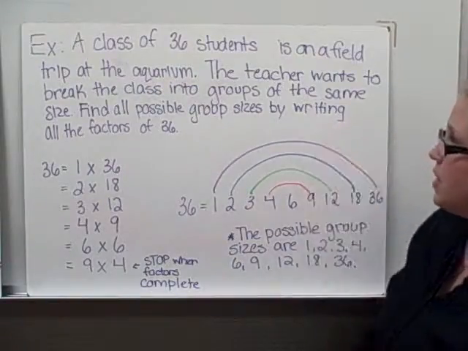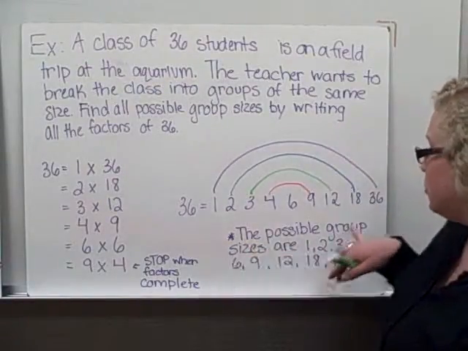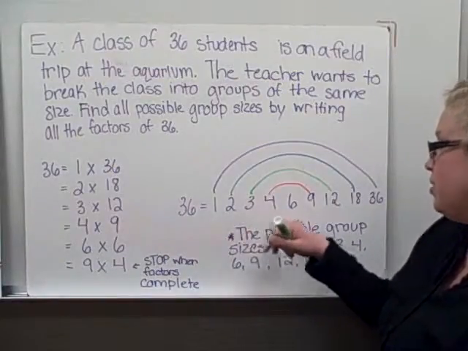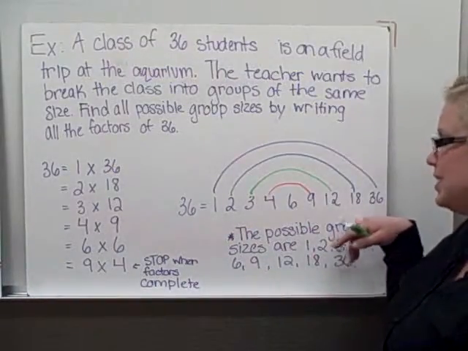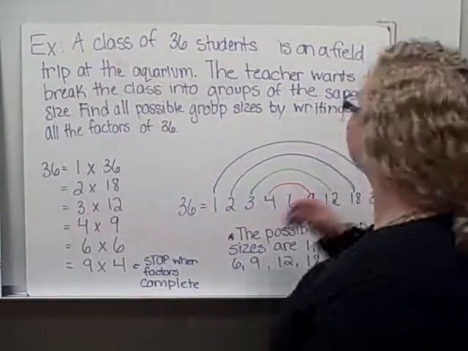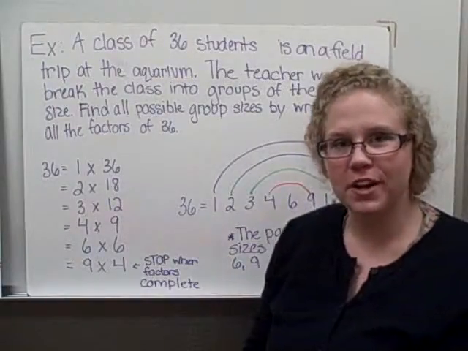So we've figured out the answer to this problem. The possible group sizes are 1, 2, 3, 4, 6, 9, 12, 18, and 36. And that's all for prime factorization.